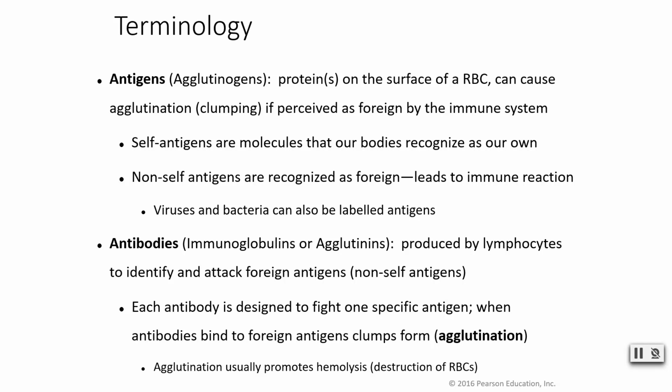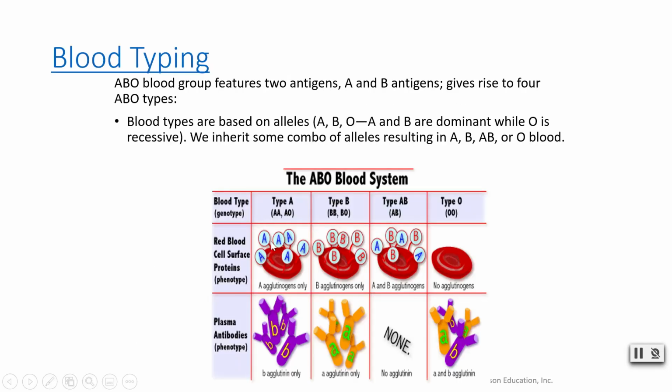So we do have self-antigens. So if you are type A blood, your A antigens, this is a self-antigen for you. If you are B blood, then this B antigen is a self-antigen for you. Okay? If you are AB, then your body recognizes the A antigen and the B antigen. Okay? These are both self-antigens for you.